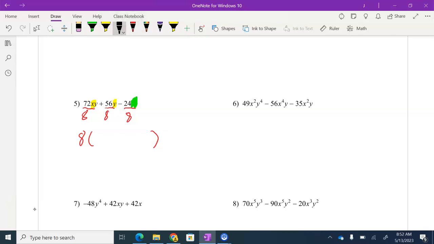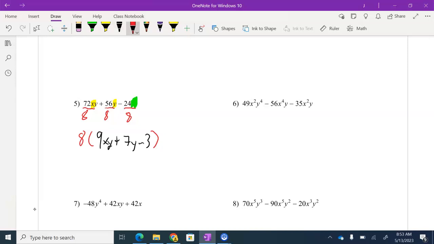What's left over is 72 divided by 8 is, sorry, 9xy. 56 divided by 8 is 7. And 24 divided by 8 is 3. That's it. That's all you can do in that one.